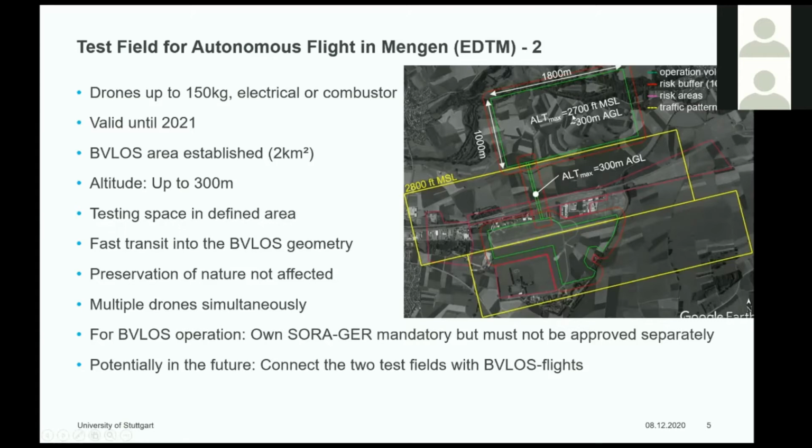And for using this BVLOS area, a fast transit is required over a primary road and a train track, and that is obviously permitted. For performing flight tests outside line of sight, so in this BVLOS area, a specific SORA must be documented, but it is not required that this is approved separately. And potentially in the future, the two test sites can be connected with a BVLOS corridor between the two airports as soon as the regulations allow this.